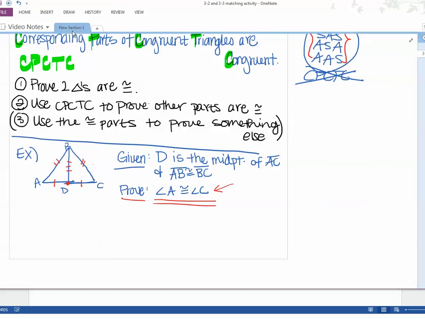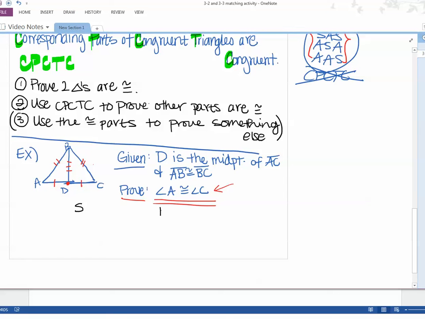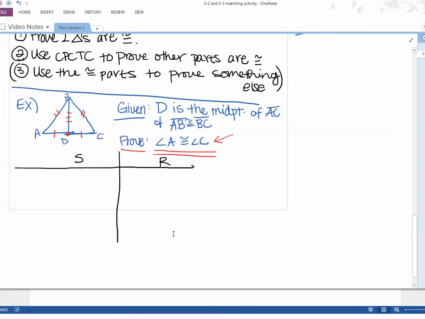All right, so let's do a two-column proof. Statements, reasons. Ignore this little line right here. Okay, let's put our givens. D is the midpoint of AC, given, and AB is congruent to BC. Given. You can write the givens all in one statement and then just say in the reason given. You can separate them. It's up to you.